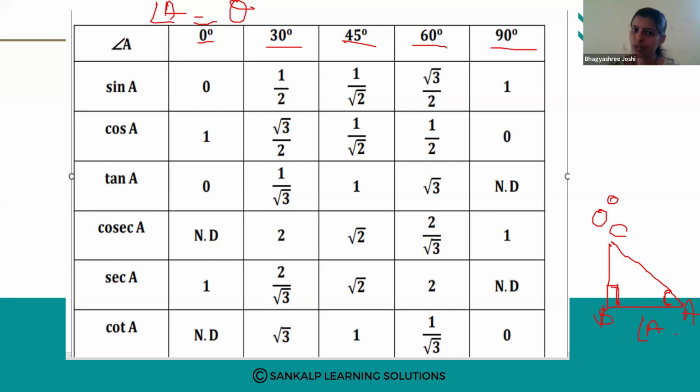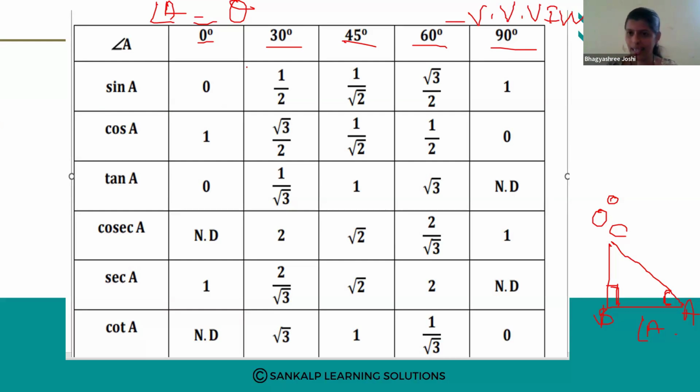Next, angle A: 0 degree, 30 degree, 45 degree, 60 degree, 90 degree. These are some standard angles. What are the values for these standard angles? This is very, very important. This chart is very important. Not once, not 10 times, practice writing it 100 times. Okay. Sin A, sin A means what?